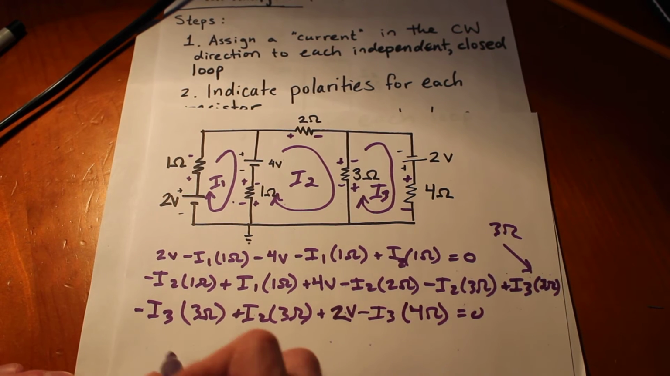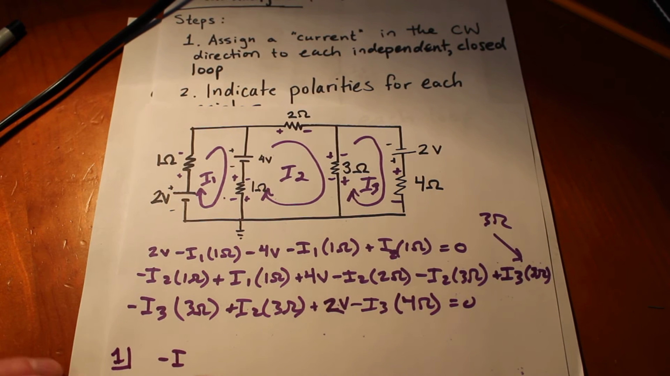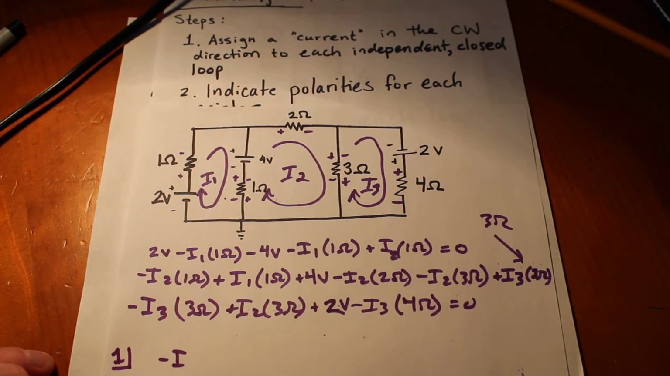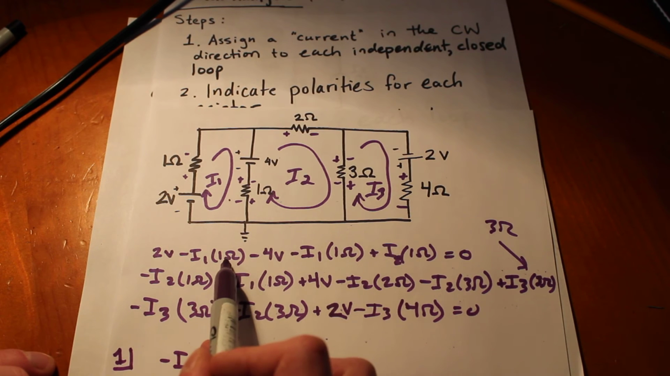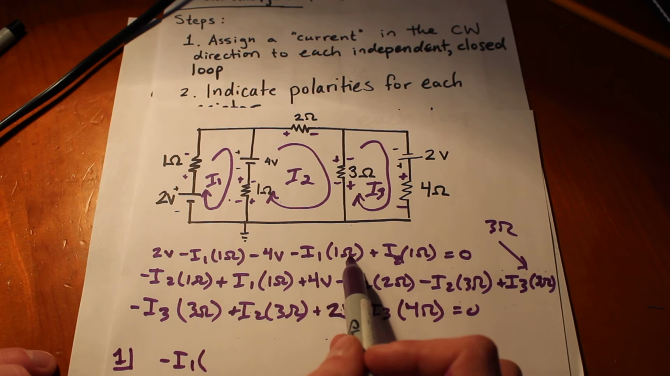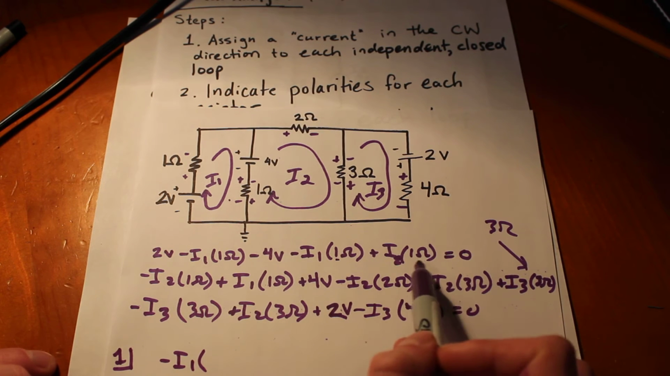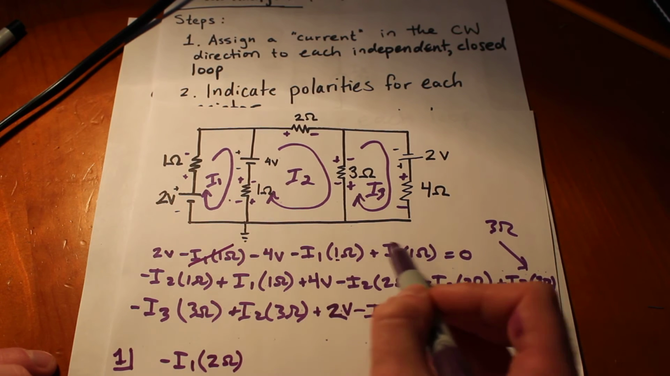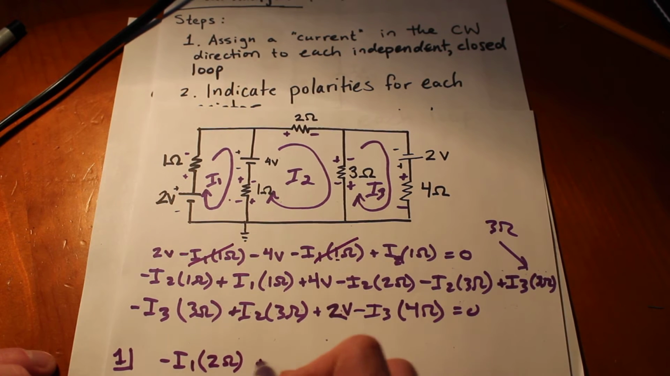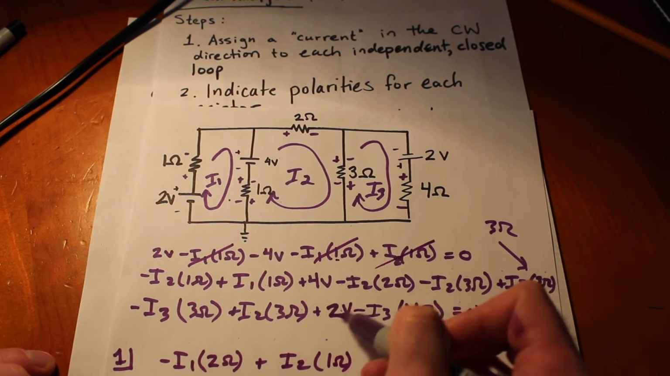So we have negative I1, this is for loop 1, loop 2, loop 3, okay? So negative I1 times, we have 1 here, we have a 1 here, so 1 plus 1, 2, I think that's all we have, 2 ohms. Okay, so we got those two. Now we go plus I2 times 1 ohm.